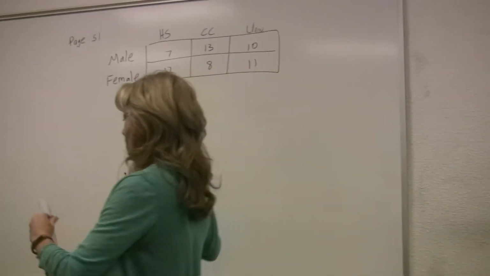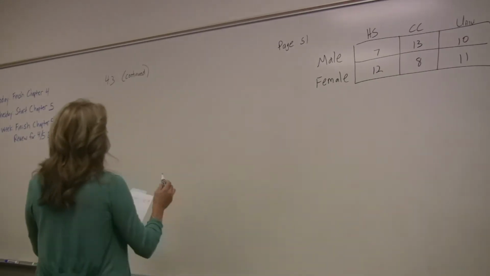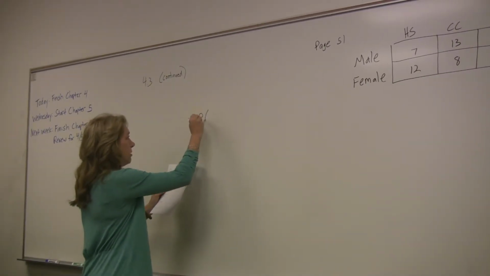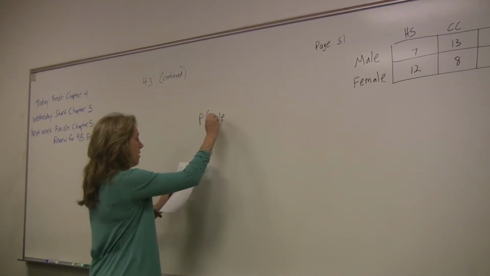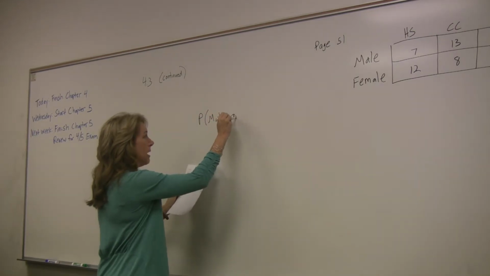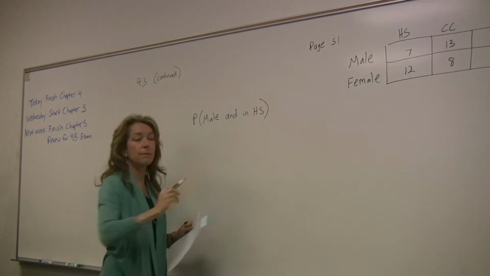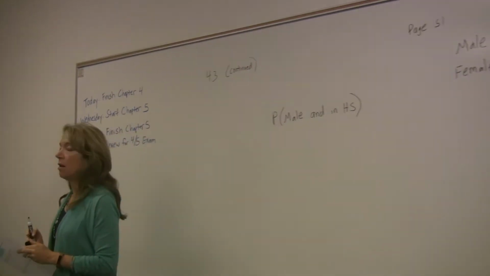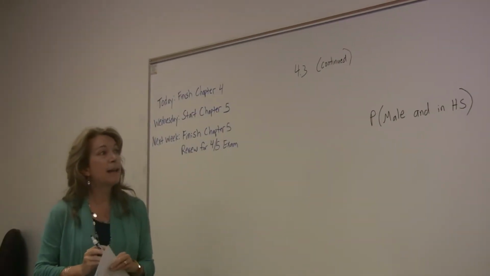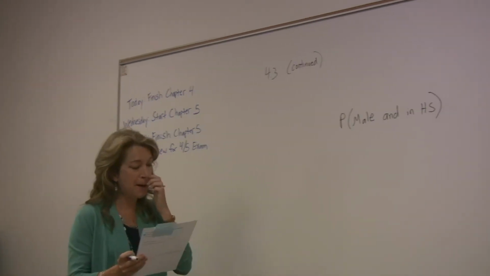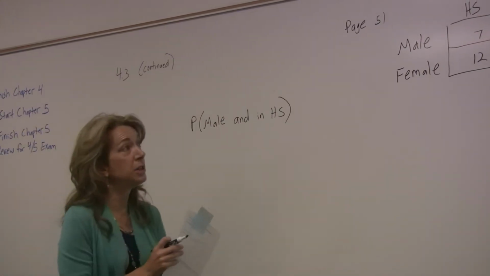Okay, so it starts off nice and straightforward here. The first question is the probability of choosing a student who's male and in high school. If I look at all these people, how likely is it that if I select one person, I get a male who's in high school?